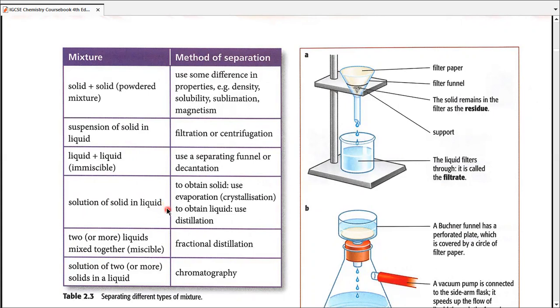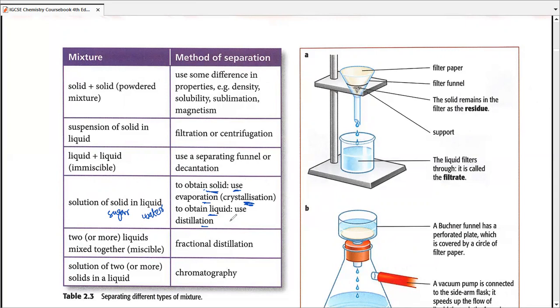Now, it really depends upon what we need by the end of the process. So if we require the solid, for example, in this case, they're mentioning if we require the solid, we either use the process of evaporation or better yet, call it the process of crystallization. In order to obtain the liquid, we use distillation. So if the mixture is of sugar and water, then if we require the sugar, we're going to use the evaporation or crystallization technique. If we require water, we're going to use the distillation technique.